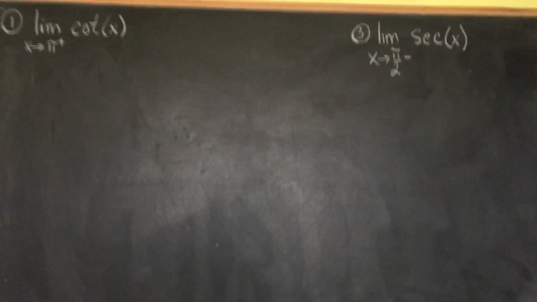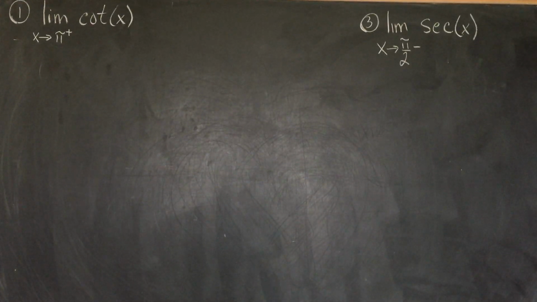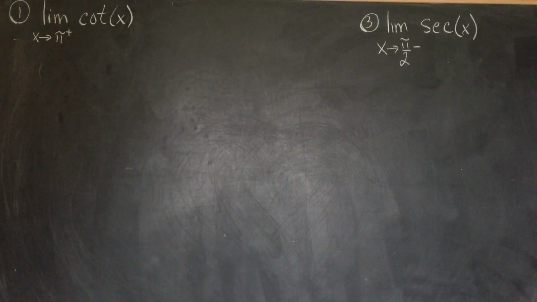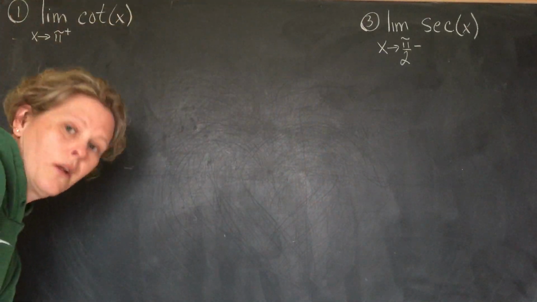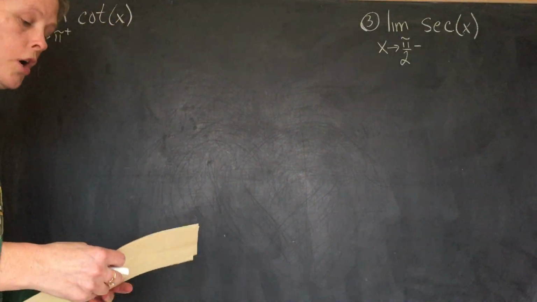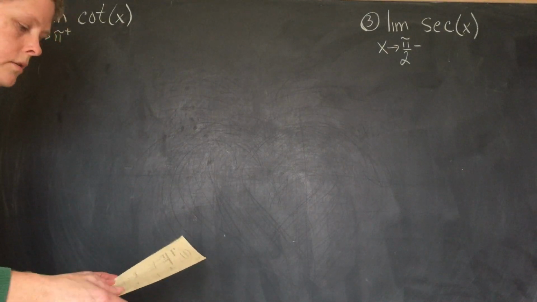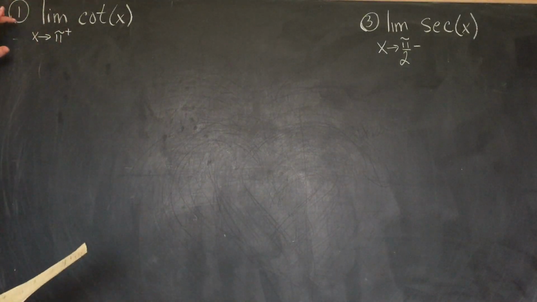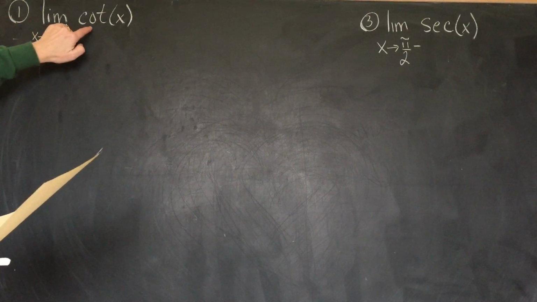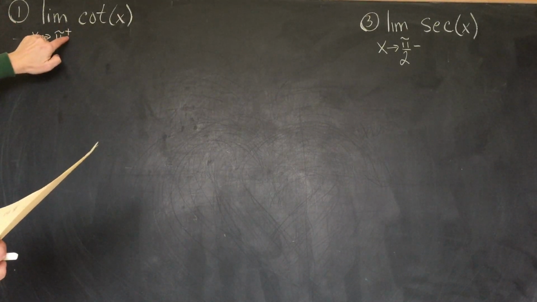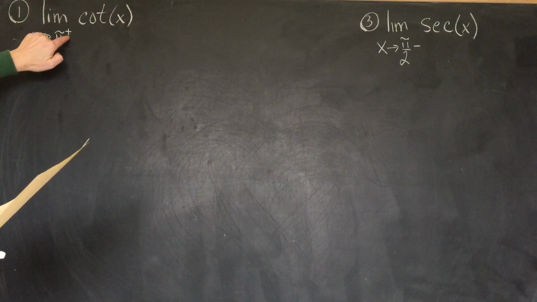So while I get this video set up, I need you to find that Trig Graph and Limit worksheet. All right, so that worksheet has 15 examples on it. We're going to do some examples as your notes, and then the rest is going to be your homework. Okay, so we're going to start out with number 1. The limit as x approaches pi from the right of cotangent of x. Remember that little plus sign there means we're going to approach it from the right.